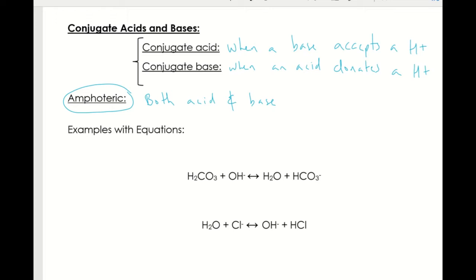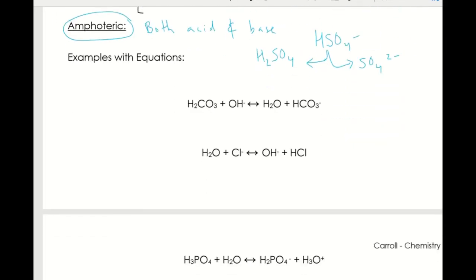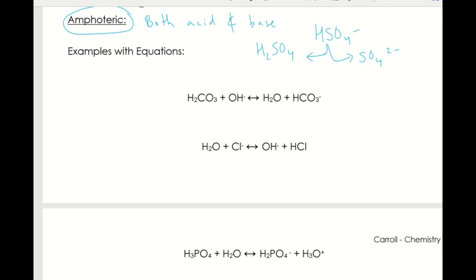Another quick amphoteric example is HSO4 with a minus charge. So this H can actually accept and become H2SO4, or it can donate and get rid of that H and become SO4 2-. Okay, you guys don't have to worry about the charges. You just have to look at, is it gaining an H or losing an H?